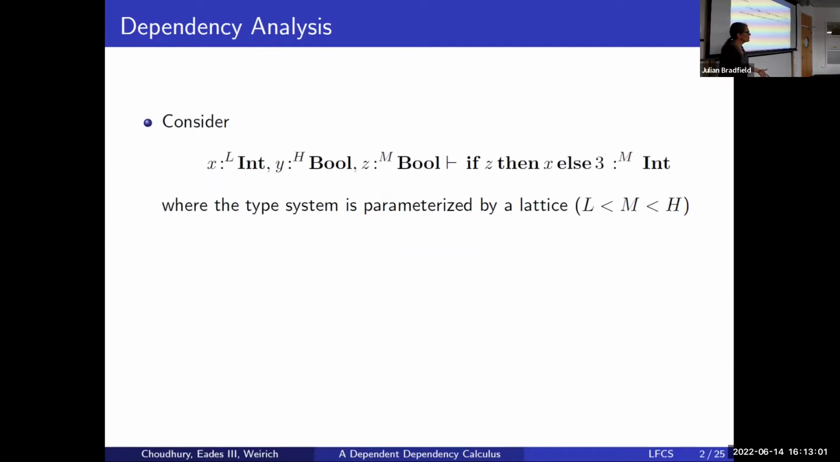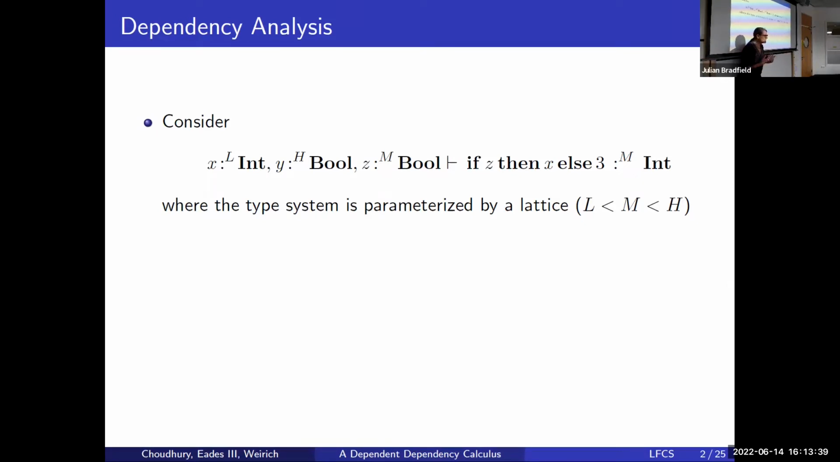What I want from this type system is, if I've annotated the variables in the context with these lattice elements, and the judgment itself has a lattice element, I want the type system to ensure that I'm only depending on things in my context that are equal or lower than the lattice element of the judgment. So in this example, this works because Z is middle and X is low, so I can use Z and X in lots of different ways, but I can't use Y, which is high security.